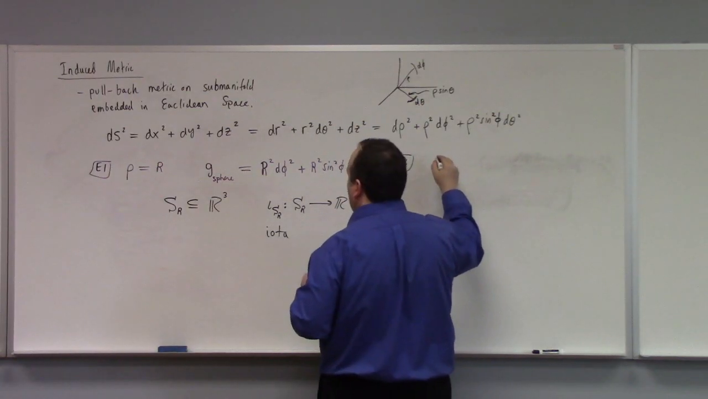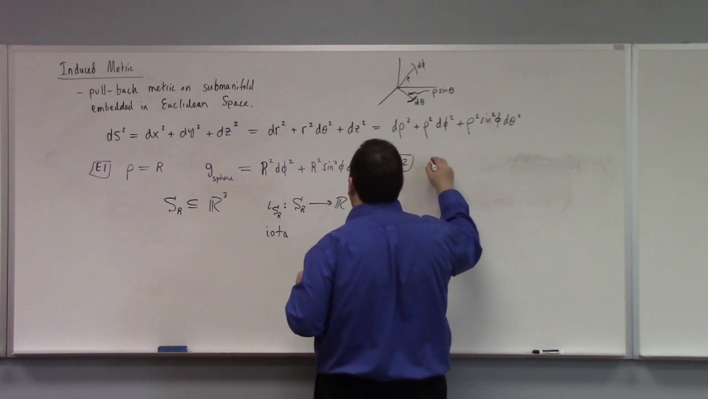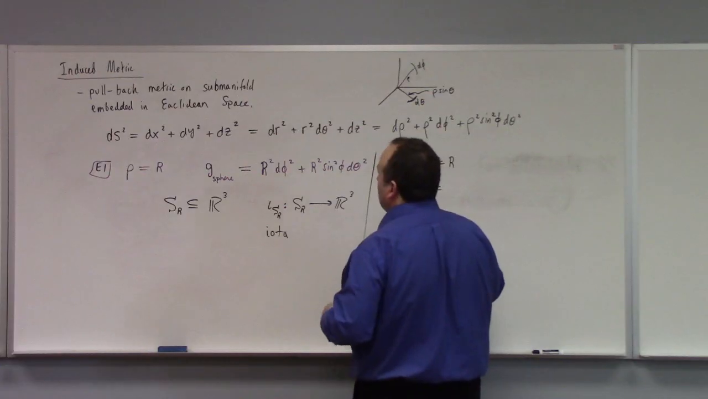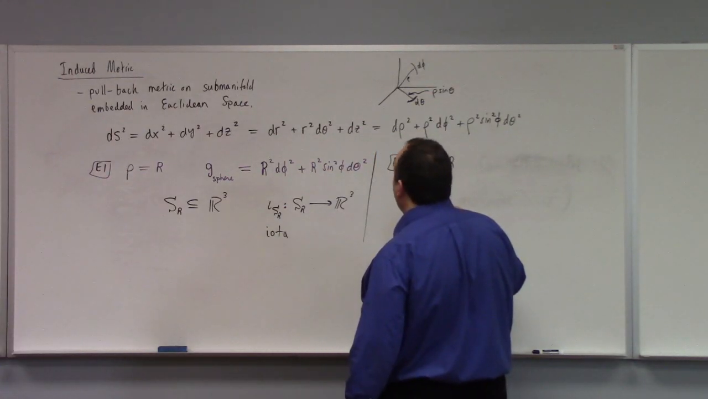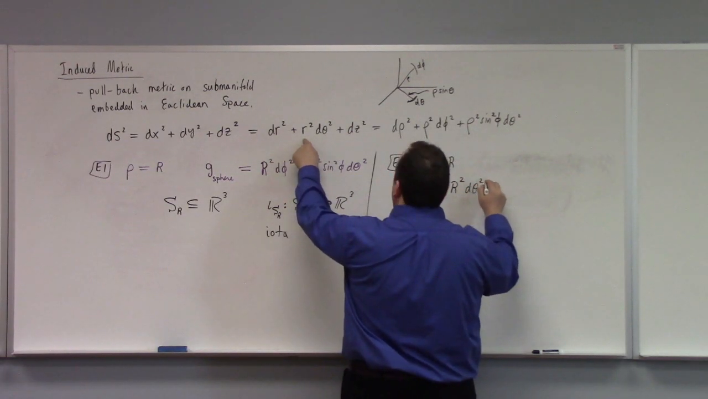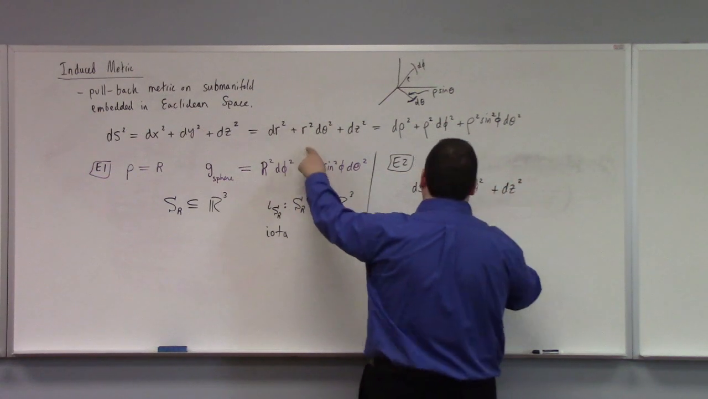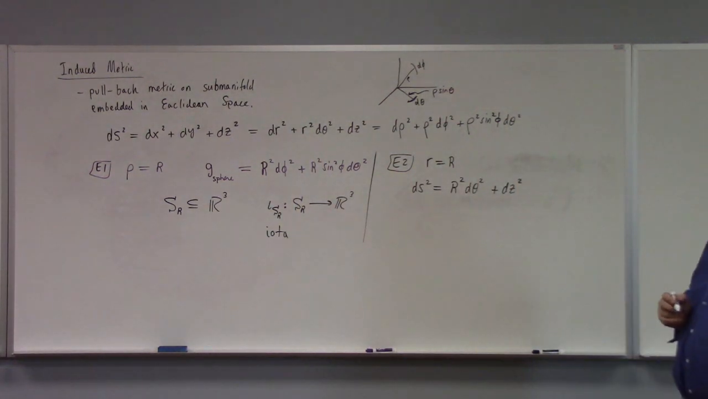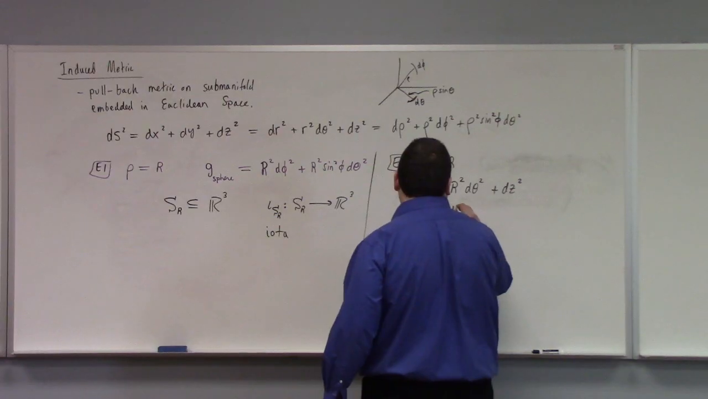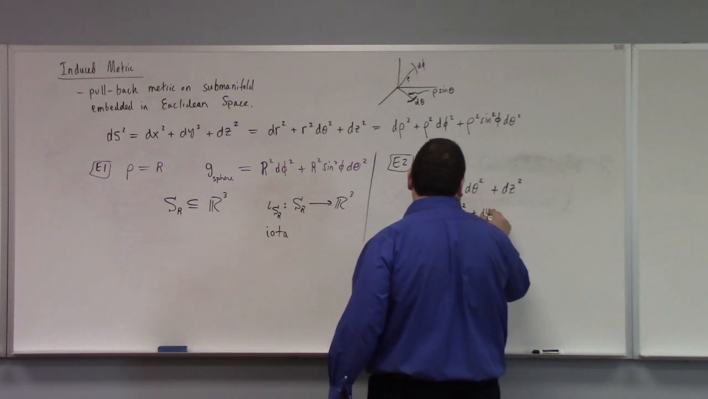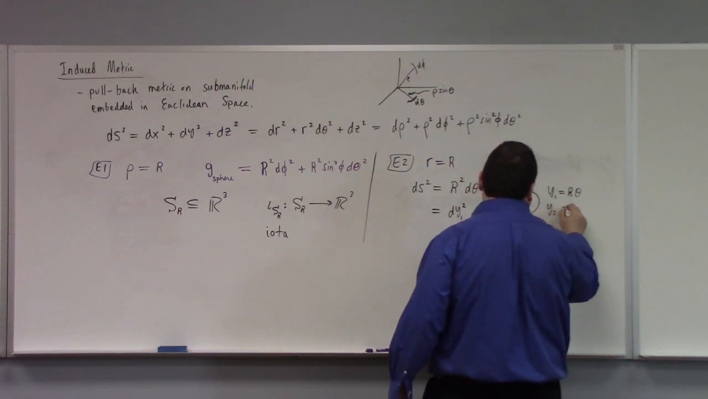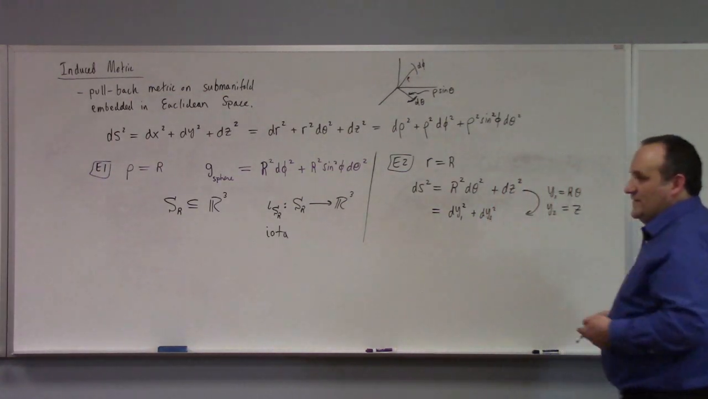Of course, example 2, we could talk about a cylinder, which would be r equals to R. And then we'd have ds squared is equal to what? R squared d theta squared plus dz squared, right? And check this out. I could rewrite this as dy1 squared plus dy2 squared, if I simply let y1 be r theta and y2 be z.